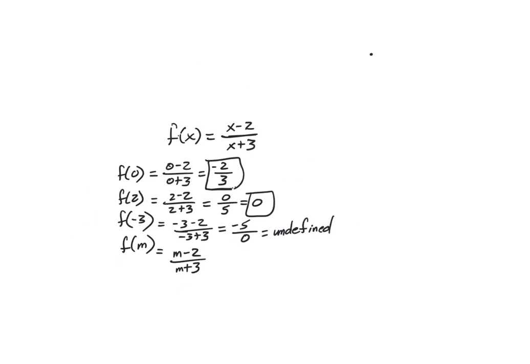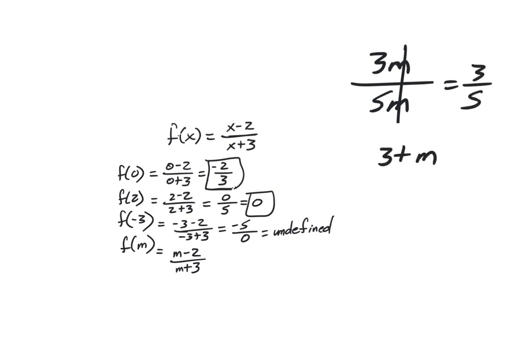If I did this, would it be okay to knock the m's out? Yes. Okay? Because there's no plus or minus signs. So that would just leave me 3 over 5. But if I do 3 plus m over 5 plus m, we cannot knock those m's out.